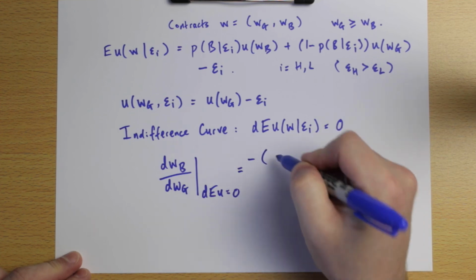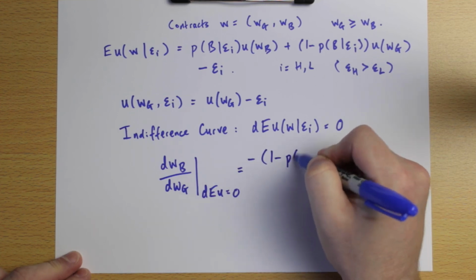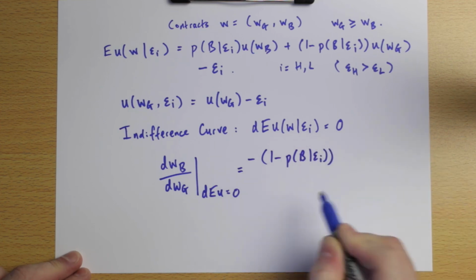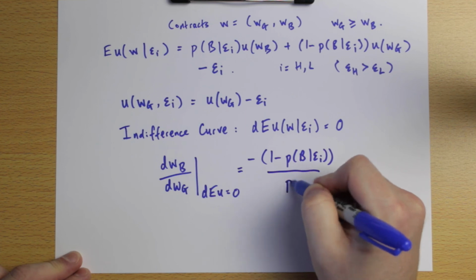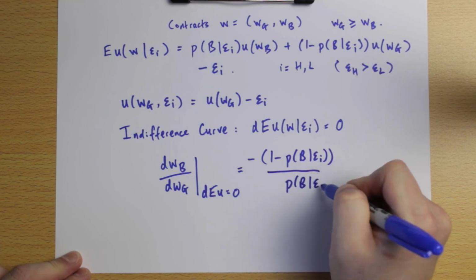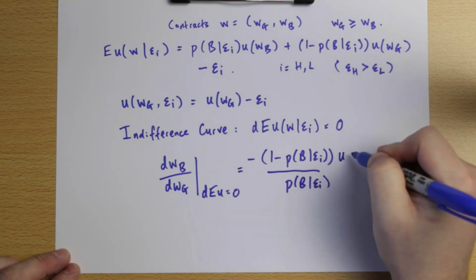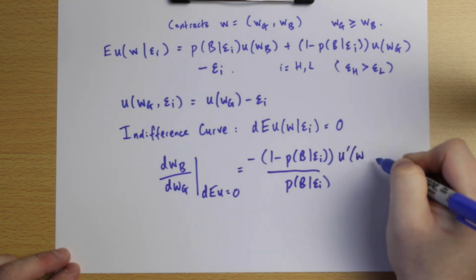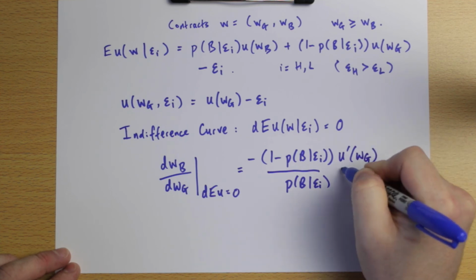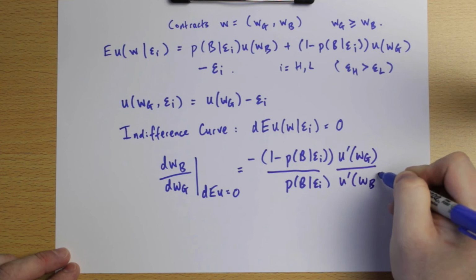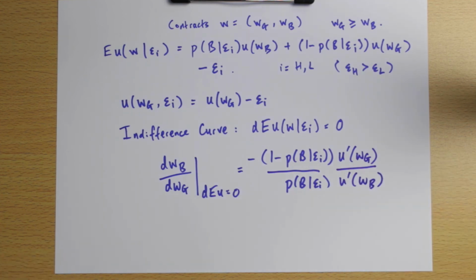So we're going to have this odds ratio, 1 minus the probability of the bad state conditional on the level of effort, epsilon I, divided by the probability of that bad state conditional on the level of effort, epsilon I, and then we multiply by this ratio of marginal utilities. So the marginal utility of the wage in the good state divided by the marginal utility of the wage in the bad state. Okay? So this looks very similar to the case when we studied insurance and we had high risk and low risk types.